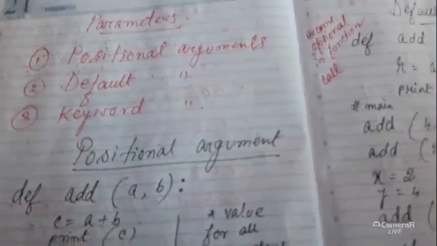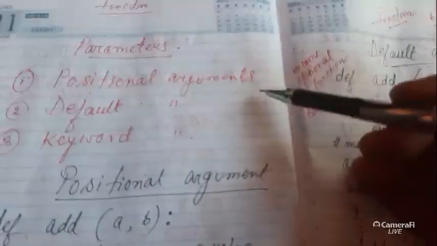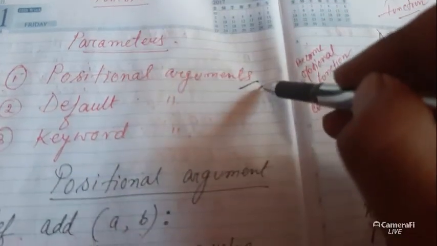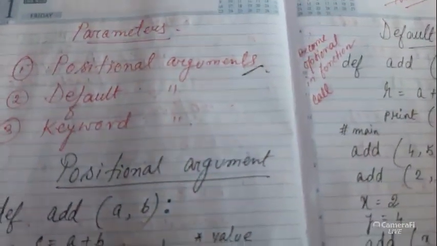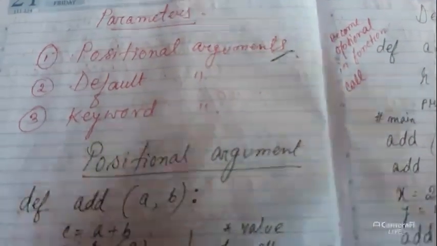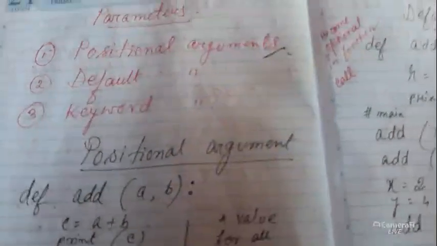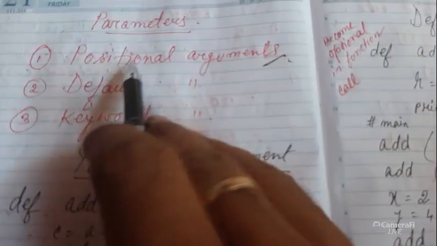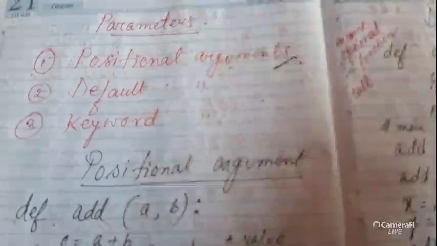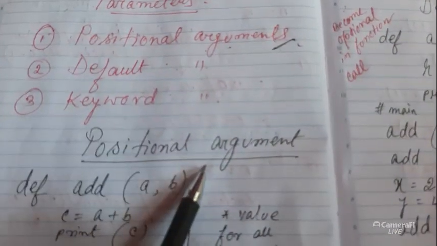But before going to any of the topics, let me tell you, this positional argument is the type of argument or parameter that you have already used in the programs that we have done till yet. Again I am repeating, positional arguments are those types of arguments that we have already used. Now coming to the example of positional argument.